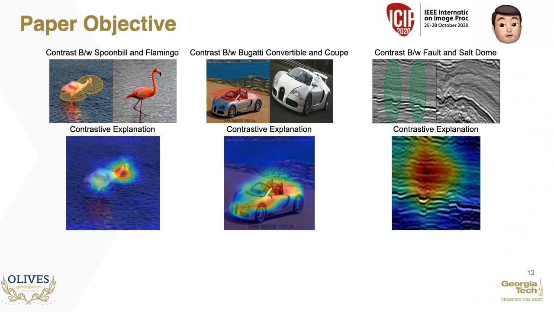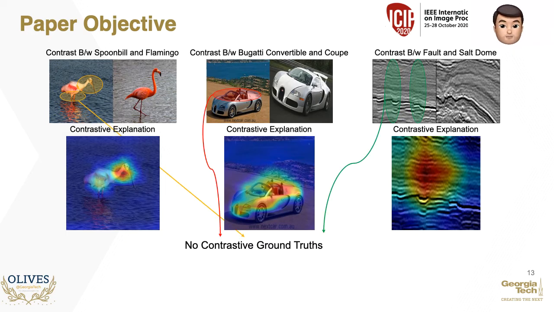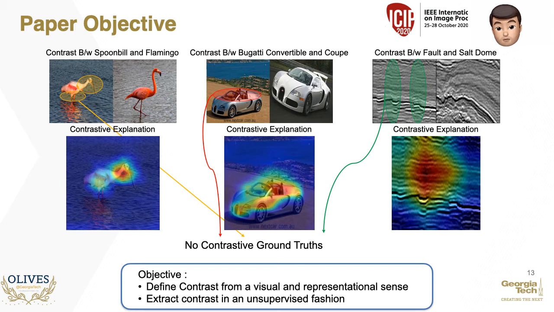We also want to be able to do this on a wide variety of data and applications. However, there are no contrastive ground truths that the network has trained on. Rather, it has trained on a supervised set of labels for some data. The objective for us is to then define contrast from a visual and representational perspective, and then extract such a contrast in an unsupervised way.